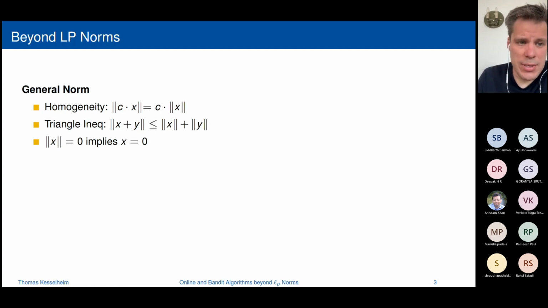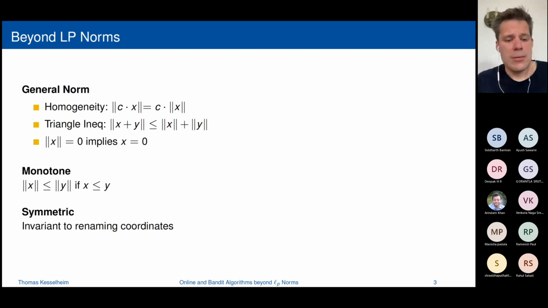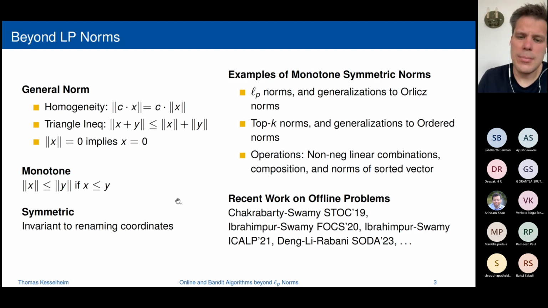All Lp norms fulfill this, but Lp norms fulfill even more things. Namely, they are monotone, meaning that if you increase any coordinate, the value of the norm will never decrease, which certainly makes sense in this application of load balancing. And they are also symmetric, which means they are invariant to renaming the coordinates. If you apply any permutation to the coordinates, the value of the norm remains the same. Lp norms fulfill all these three conditions, but there are also other examples. Lp norms can be generalized to so-called Orlicz norms, which are still monotone and symmetric. Or there are other examples like top-k norms.